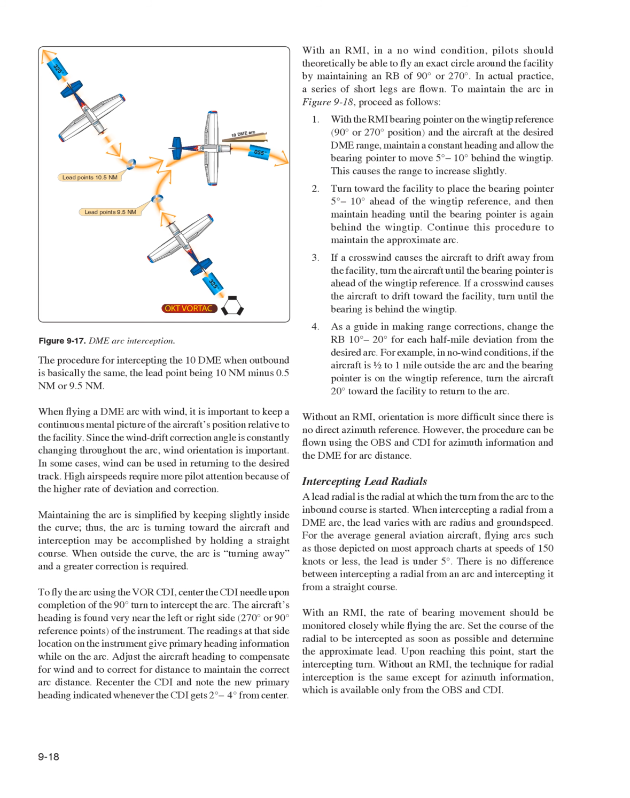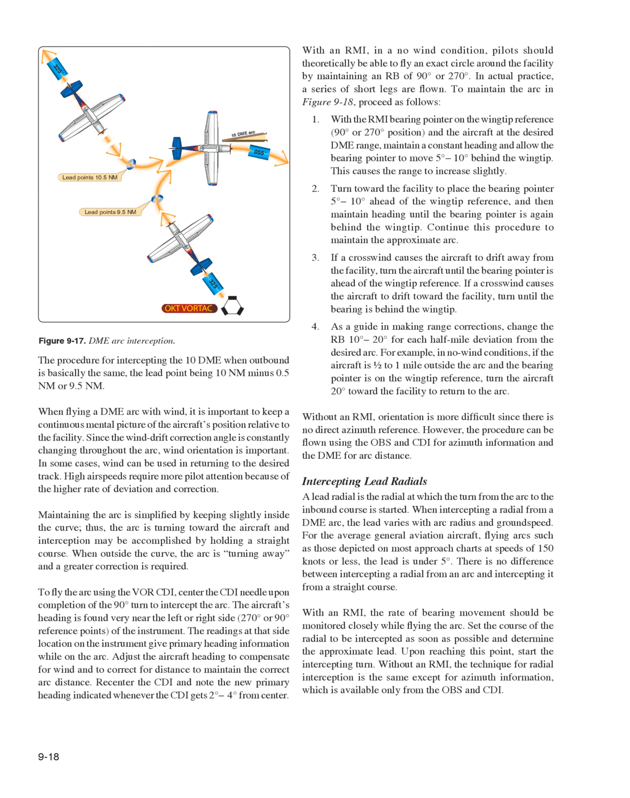High airspeeds require more pilot attention because of the higher rate of deviation and correction. Maintaining the arc is simplified by keeping slightly inside the curve. Thus, the arc is turning toward the aircraft and interception may be accomplished by holding a straight course. When outside the curve, the arc is turning away and a greater correction is required.